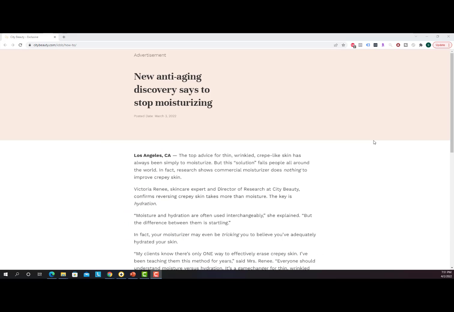Next up, we have a jump page, which you'll see doesn't do a lot of selling, unlike the advertorial we just saw.